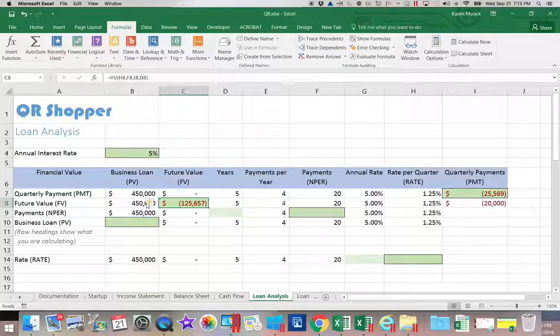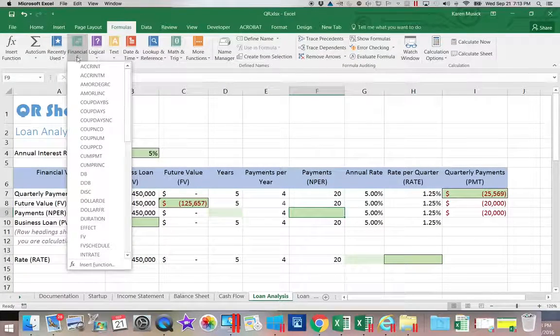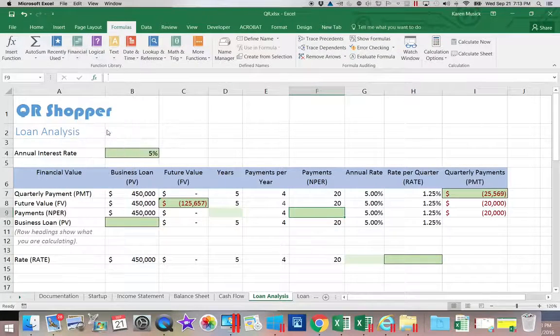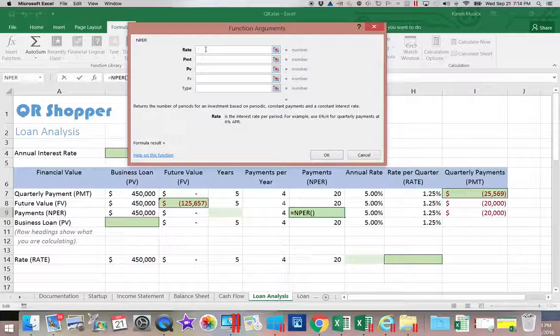The next question they might ask is, how long would it take me to pay off this loan if I was paying $20,000? So we're going to keep the payment the same. And now we're going to put in a formula to calculate the number of payments. So under financial, you go to NPER. This time we are in row 9, so we're going to have a 1.25%. The payment is our $20,000. We borrowed $450,000. Now this time we're actually paying it off, so the future value is 0, so we can leave that blank, and the type we can leave blank.